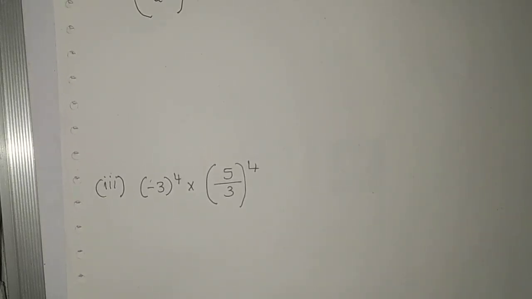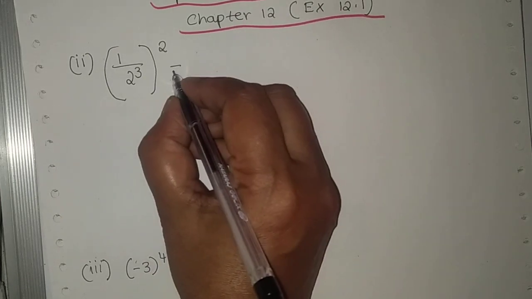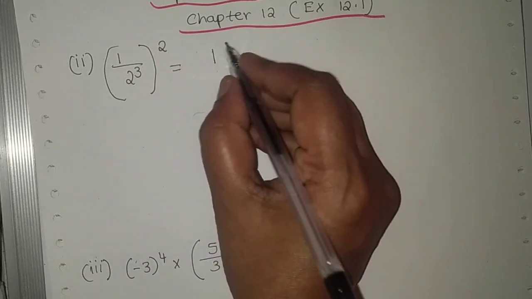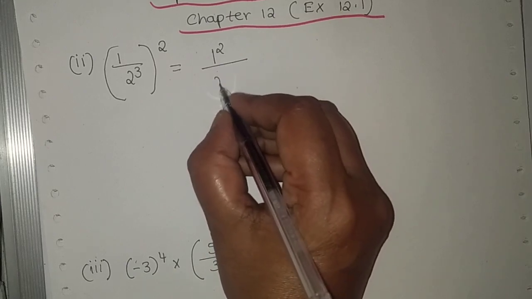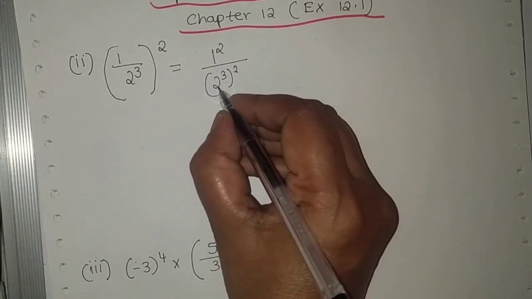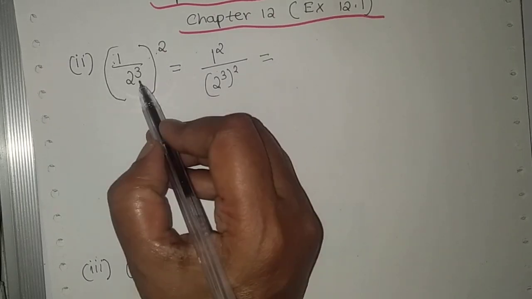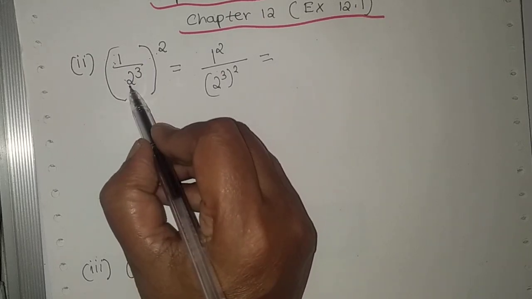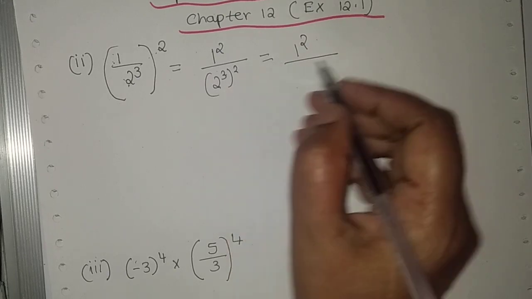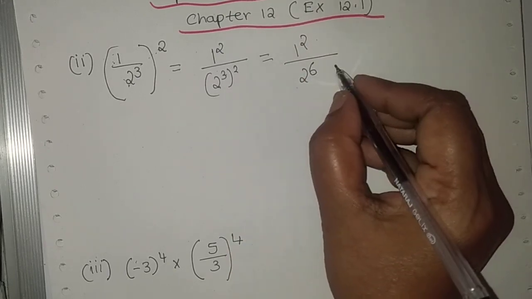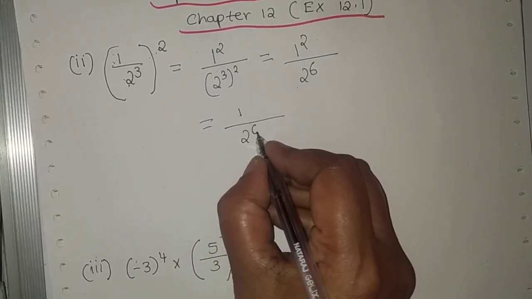Second one is (1 by 2 cube) to the power of square. So how to simplify this? Take the power inside the bracket. So we can write 1 square, then (2 cube) to the power of 2. So now bring this power inside, it will become 1 square, then 2 cube again into 2. Then this will become 1 square by multiplying these two, 3 2s are 6, 2 to the power of 6. So 1 square is 1. Then 2 to the power of 6 remains as it is.